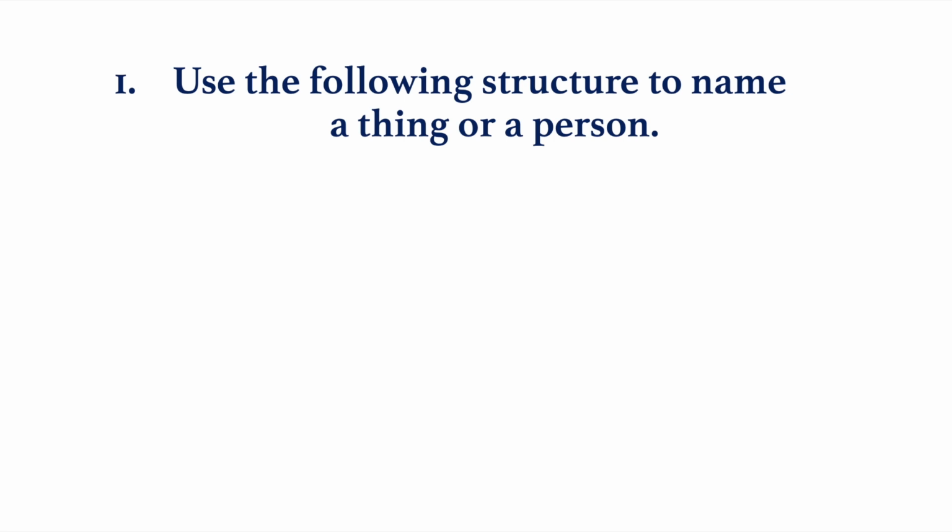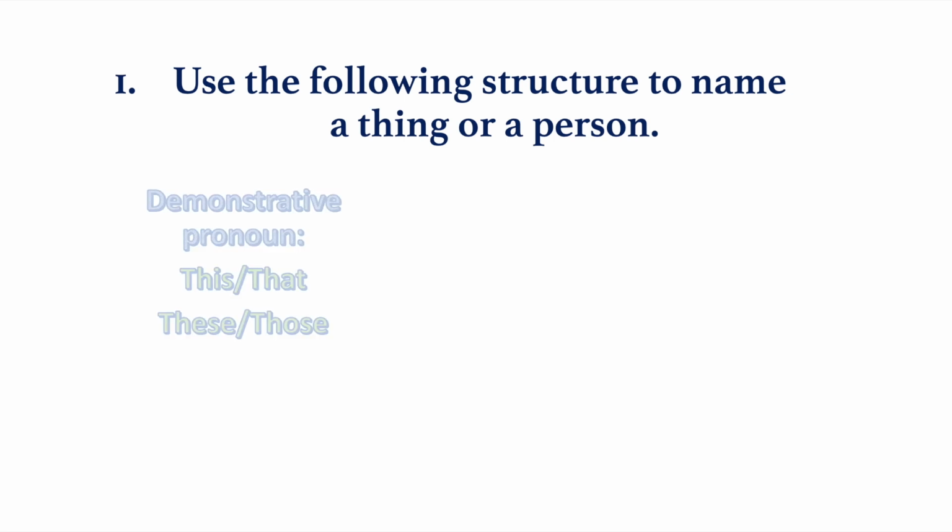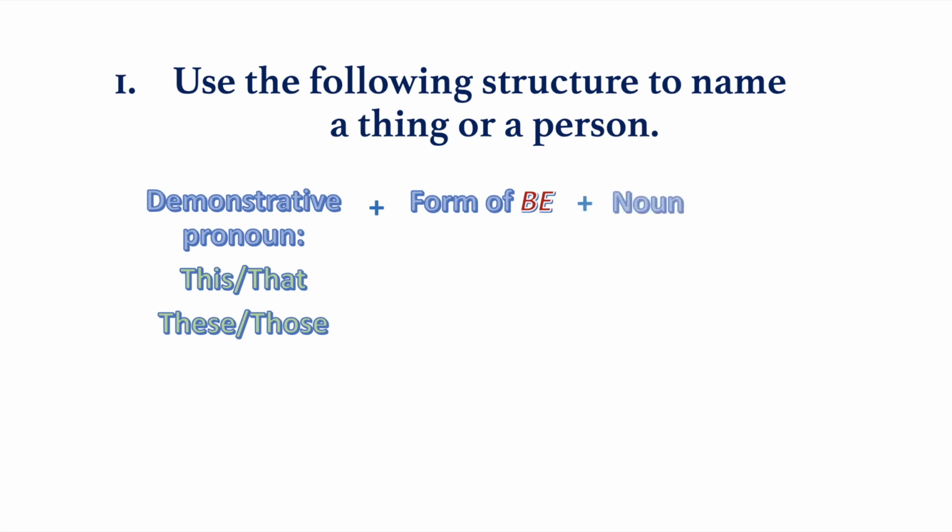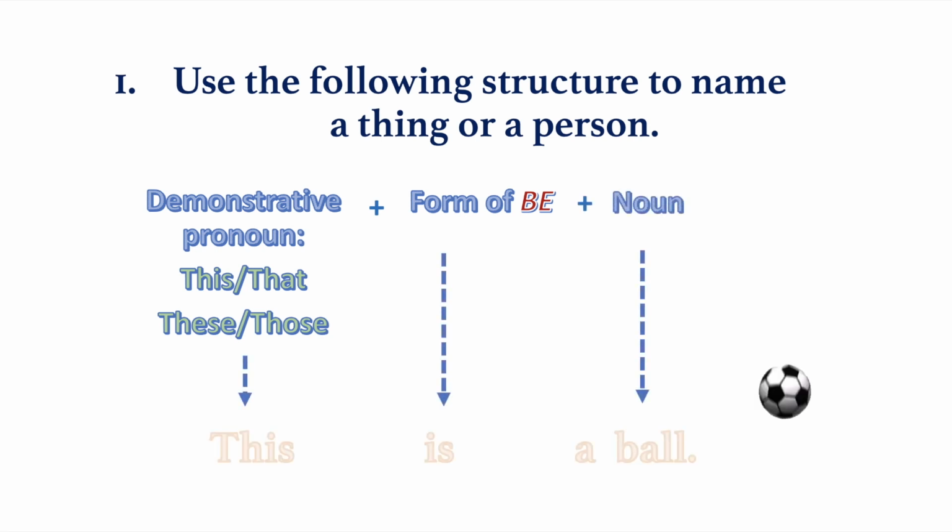There are 2 sentence structures with demonstrative pronouns. Use the following structure to name a thing or a person. Demonstrative pronoun this, that, these or those plus be plus noun. For example, this is a ball.